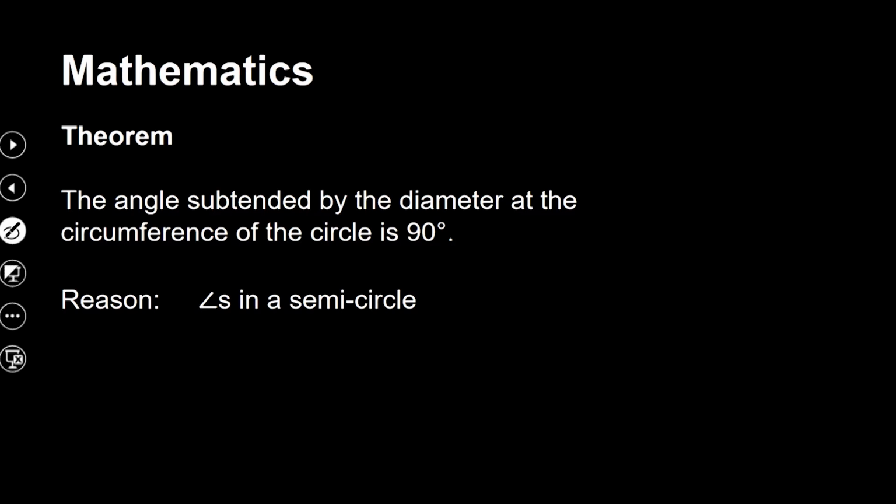Now, the angle subtended by the diameter at the circumference of the circle is 90 degrees. We normally say the angle, it's an angle, not really angles, let's just say one angle in a semicircle. So this will be an angle in a semicircle.